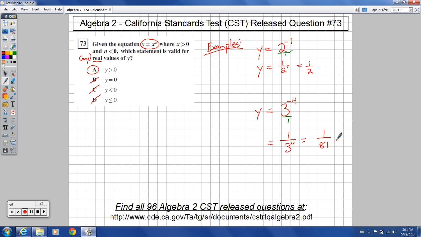But still, it's going to be y is greater than 0. Choice A for number 73.